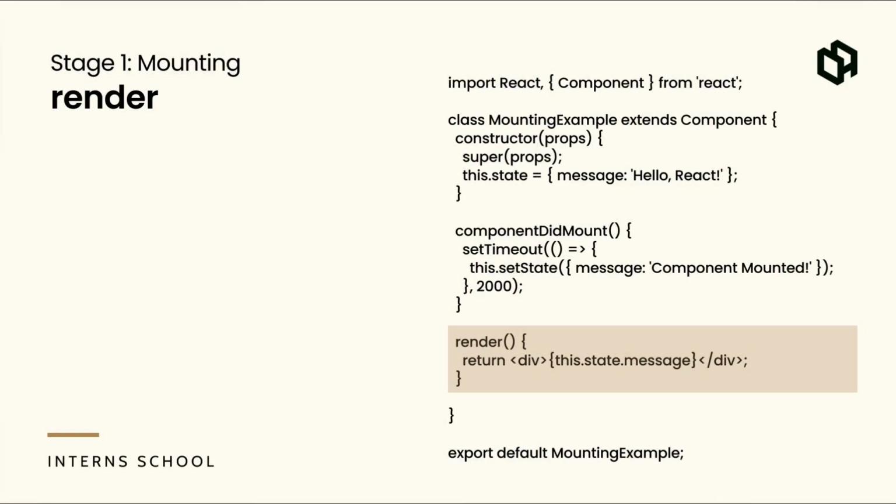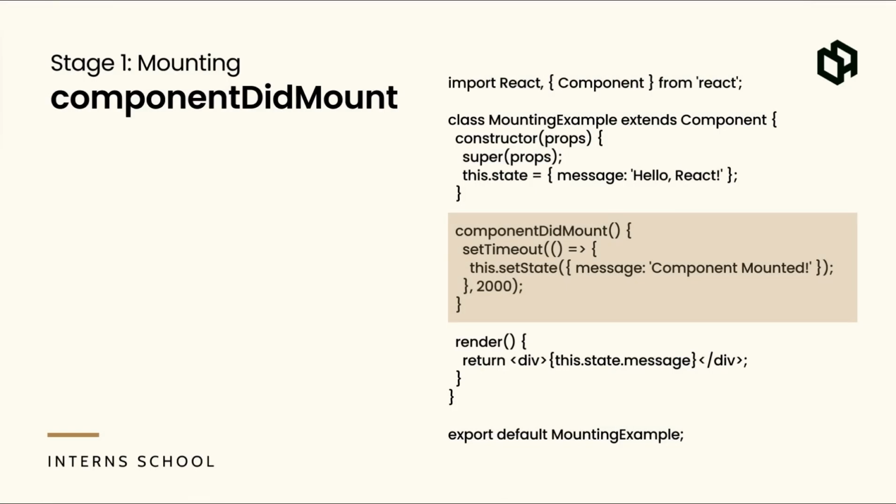Number 2, render. The render method is responsible for rendering the component's user interface. It's a required method in every React component and should return JSX that represents the component's appearance. Number 3, componentDidMount. The componentDidMount method is called after the component is added to the DOM. It's often used for performing initial data fetching or setting up event listeners.